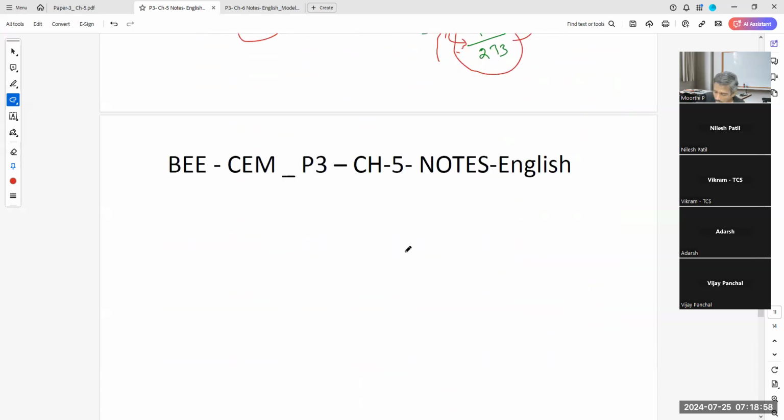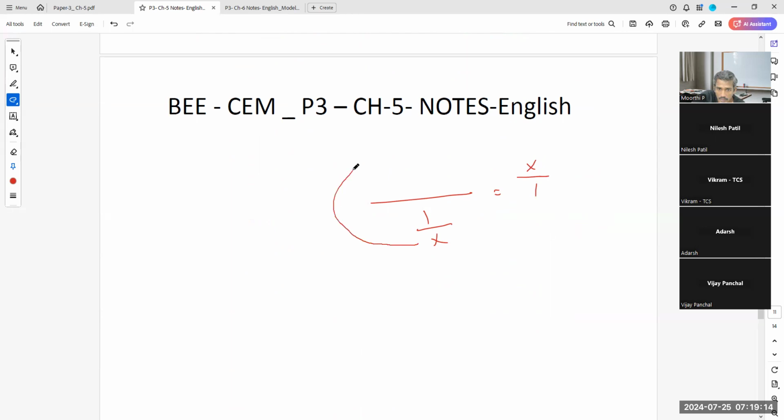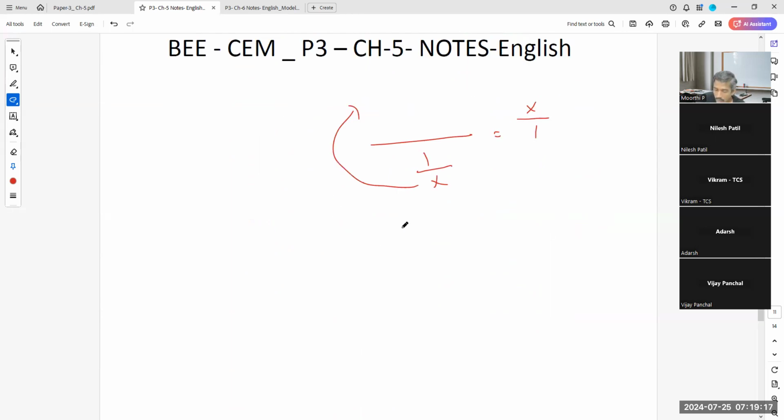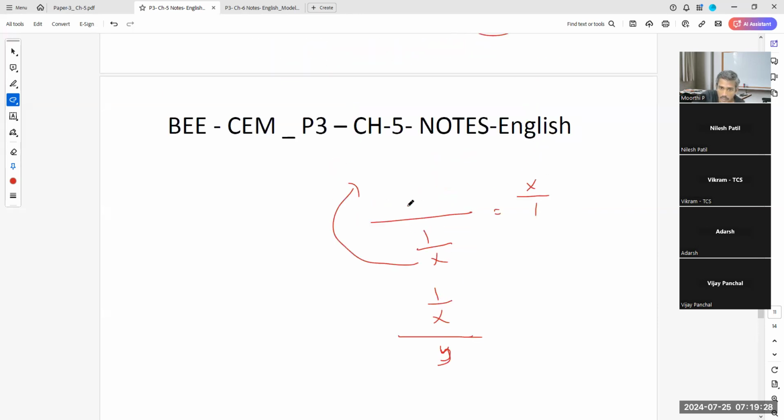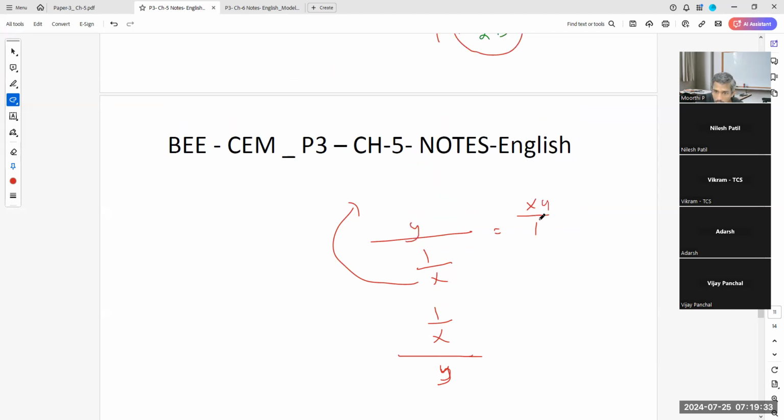Any basic calculation, any equation divided by any value, how is it going? This is going to the top side. X divided by 1, this understood? Same, any value like this. Here Y, here X. Here also you write Y. Here it goes to XY. XY equals what is the value?